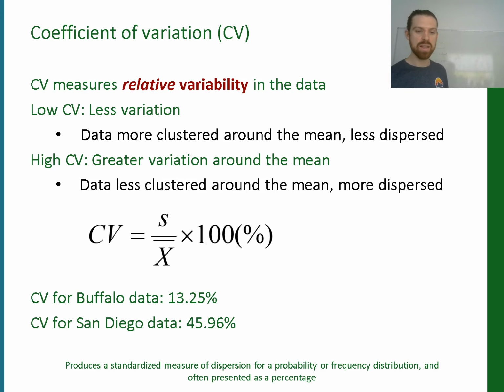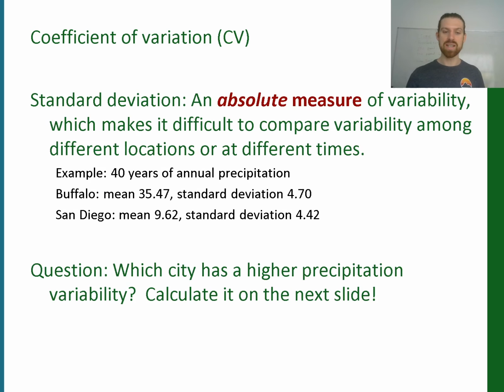We can calculate this coefficient of variation by taking our S value, our standard deviation, dividing it by the sample mean, and we can get the percentage by multiplying the outcome by 100. Okay, and when we do that for the Buffalo data, the coefficient of variation is 13.25%. Whereas if we do that for San Diego, the coefficient of variation is 45.96%. So there's much more variation in San Diego, okay?